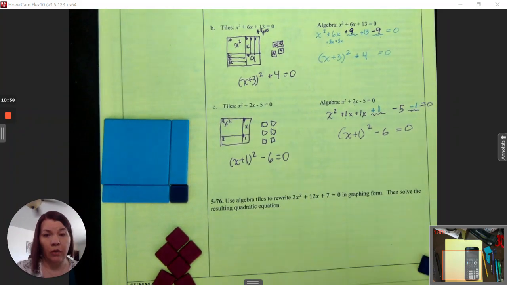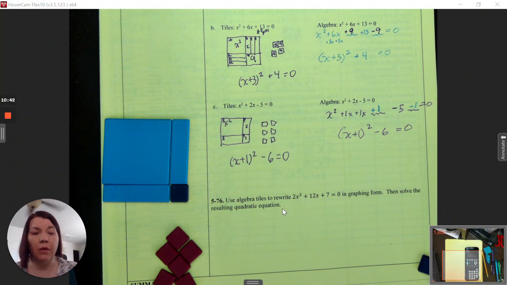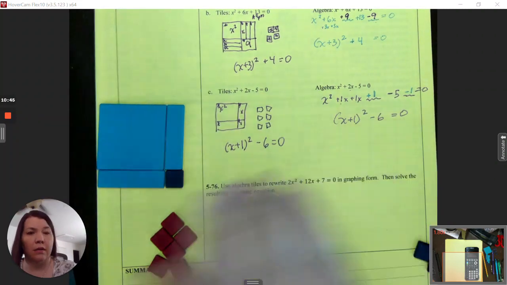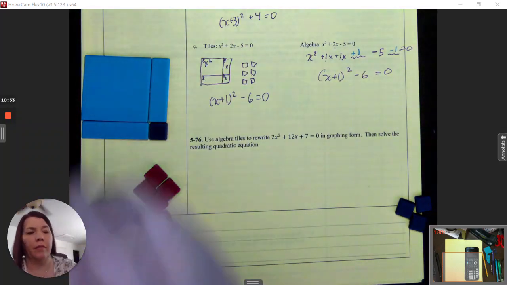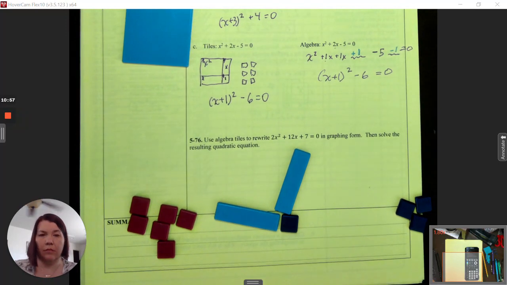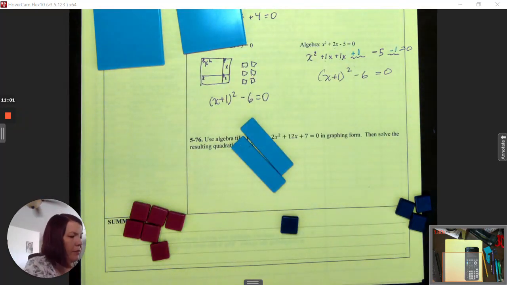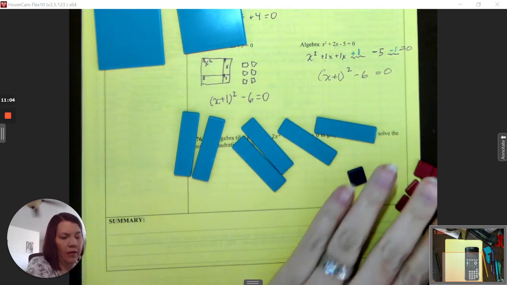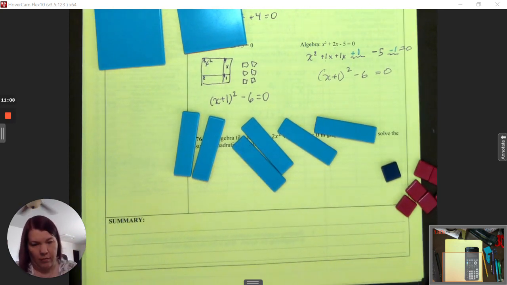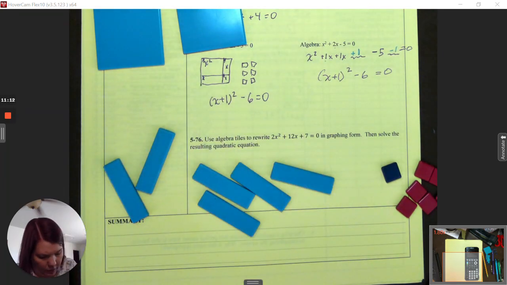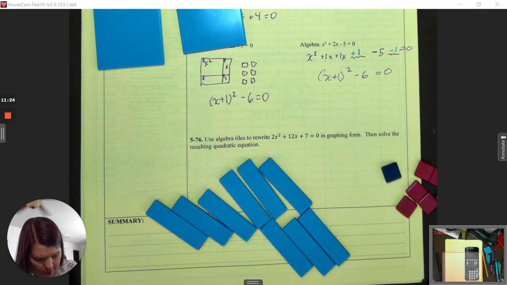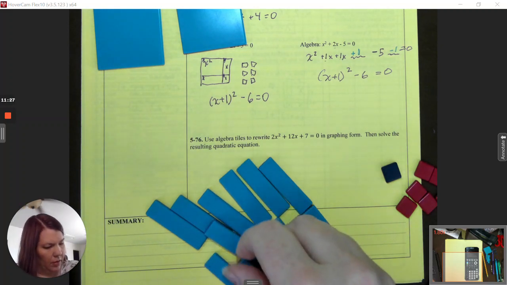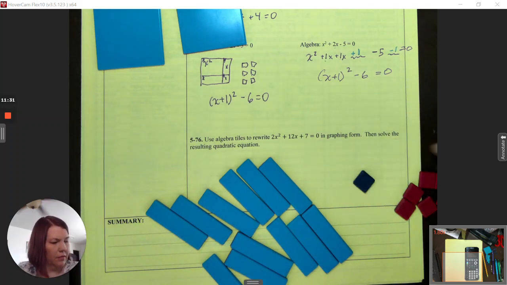So I need 2 x squareds and 12 x's. So I have 6 there. And 7 ones. There they are. And 7 of these. Okay. Because I have 2 of these, I'm going to actually try to build 2 squares, which means I need to split these up evenly, 6 and 6.